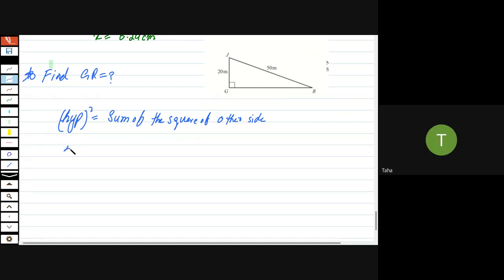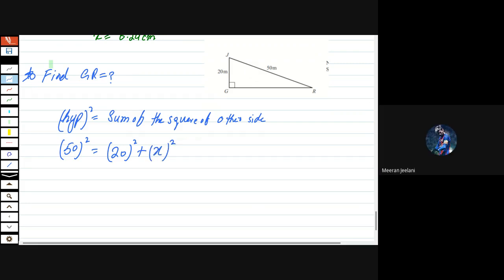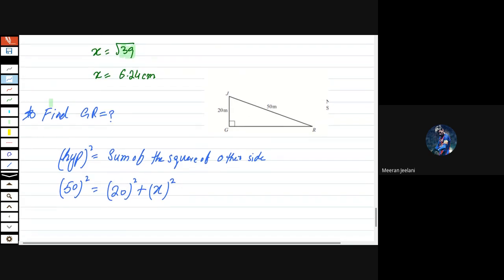Hypotenuse is 50 centimeters. 50 square is equal to 20 square plus x square. x square. Yes, Vera, do you have any question? Is it okay if we use another formula? Which is the other formula?